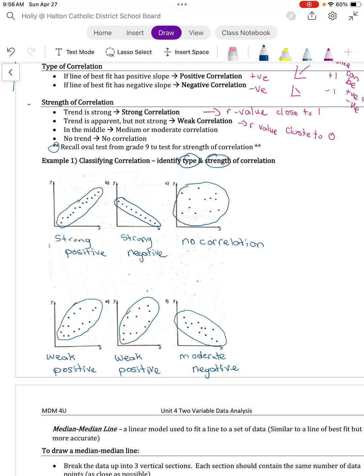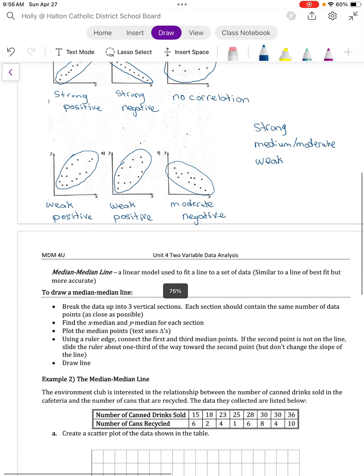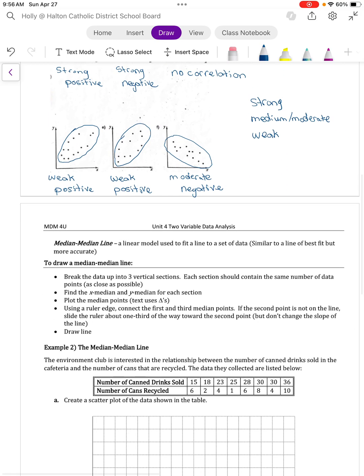Because you have strong, you have medium or moderate, and weak. Okay. So we have weak, and a moderate. So now let's look at drawing a median line.